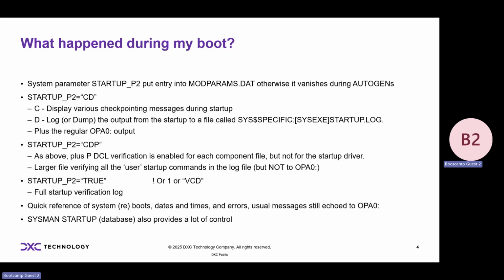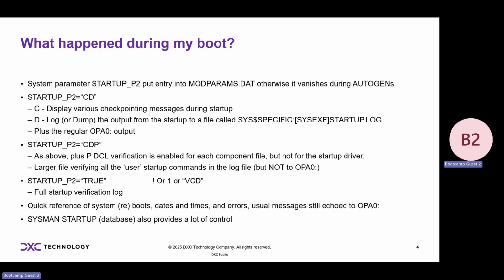So STARTUP_P2. Now put it in MODPARAMS, because if it's not in there when you do an AUTOGEN, it'll be blanked. So put it in there. If you set it to CD, these are the definitions. C will display checkpointing, and D will actually provide the actual output from your startup log. So whatever would go on the console will actually go in there, plus you'll get the little checkpoints, and whatever else would go onto OPA0.